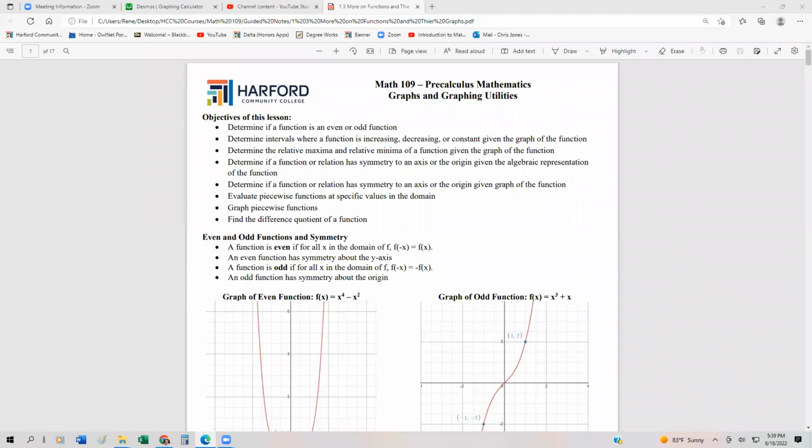In the previous section, we took a look at some really basic aspects of functions. So we looked at how to evaluate a function, to be able to determine the x-intercept, the y-intercepts, some values of a function, domain and range.